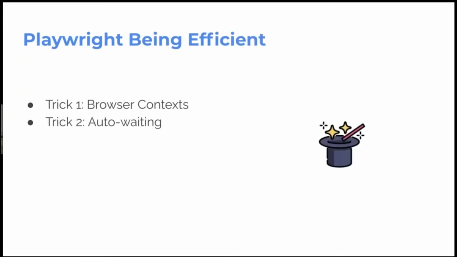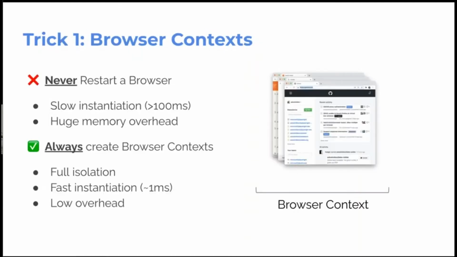Now, in Playwright, we have a few tricks to actually mitigate these costs. And I'll quickly go over them with you. So trick number 1 is browser context. And browser context is a huge concept. It's really important and super powerful, but it's actually super simple to understand.